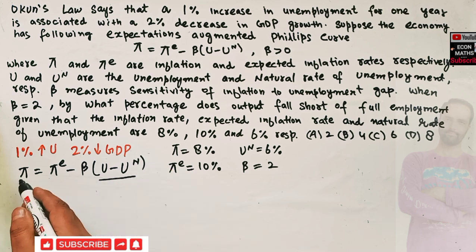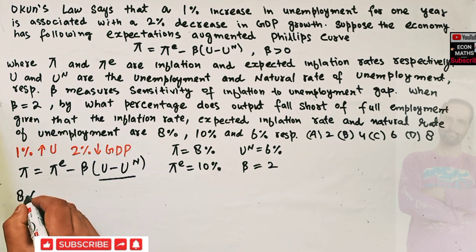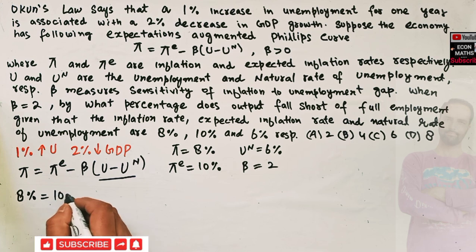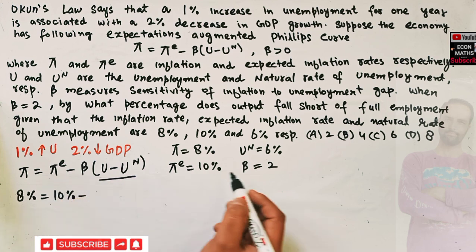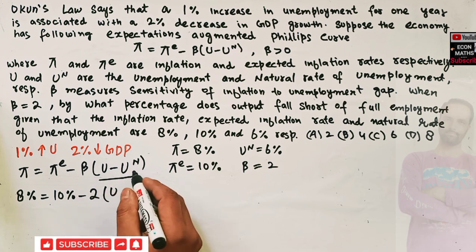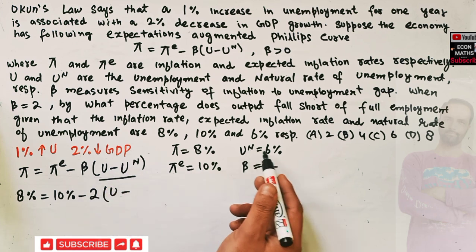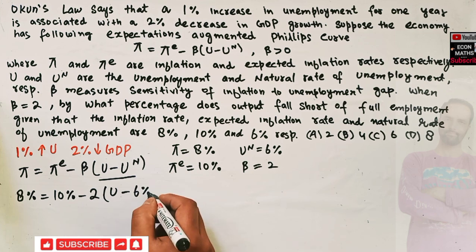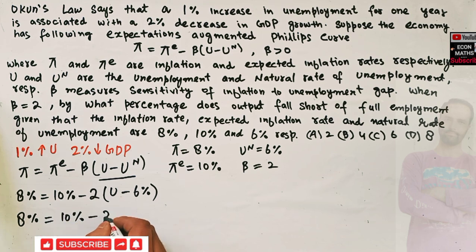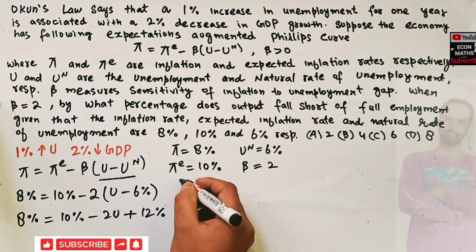Okay, so pi is 8%, I can write here 8% is equal to expected inflation 10% minus the value of beta 2, times u, which we need to find first, minus un, natural rate of unemployment 6%. Okay, we can write it like this, 8% is equal to 10% minus 2u. Okay, multiplying to each of these terms, minus minus is plus, 2 times 6 is 12%.